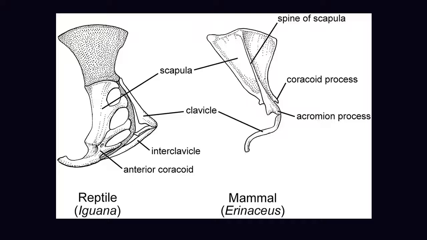And here we have the shoulder girdle of a representative mammal, here Erinaceus, and an iguana. Much more complicated looking in the iguana. We've lost bones such as the interclavicle and the coracoid going from reptile to mammal. Now we just have a process on the scapula that we call the coracoid process. So we've gone from many bones to 2 bones in the shoulder girdle. Of course, the humerus would go on here too, but these are the bones of the midline.